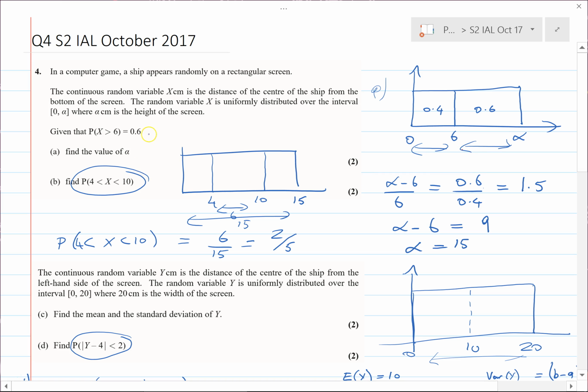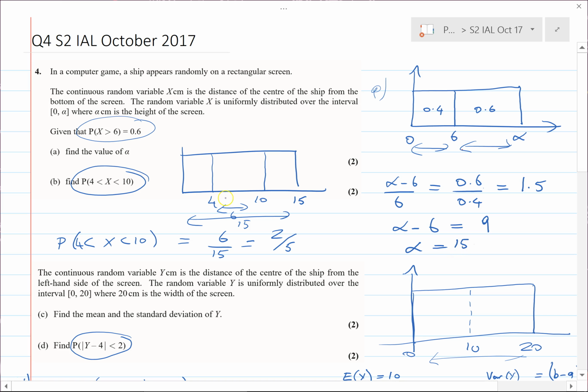We're told that the probability of x is less than 0.6 is that. So I've drawn it on the diagram, and then I've used that to get a ratio, because if this is 0.6 and this is 0.4, then the ratio of these two lengths has to be 0.6 to 0.4. So (x minus 6) over 6 has got to be equal to 0.6 over 0.4, which is 6 over 4, which is 1.5. Solving gives us alpha equals 15.